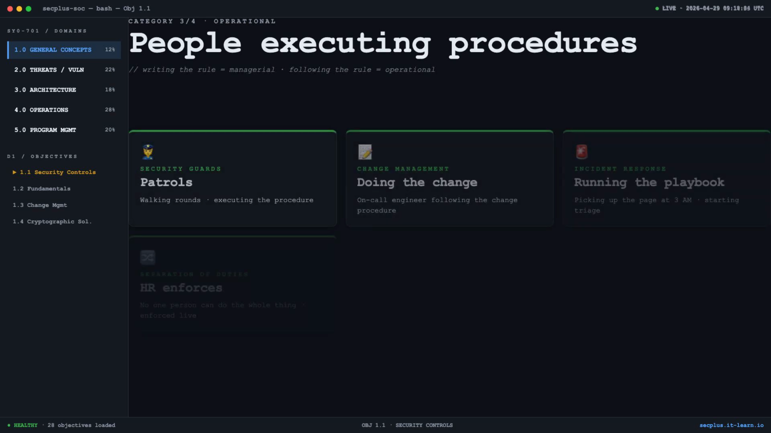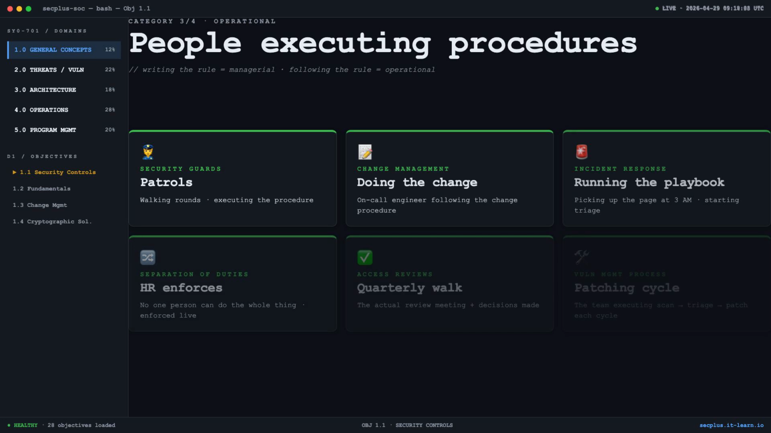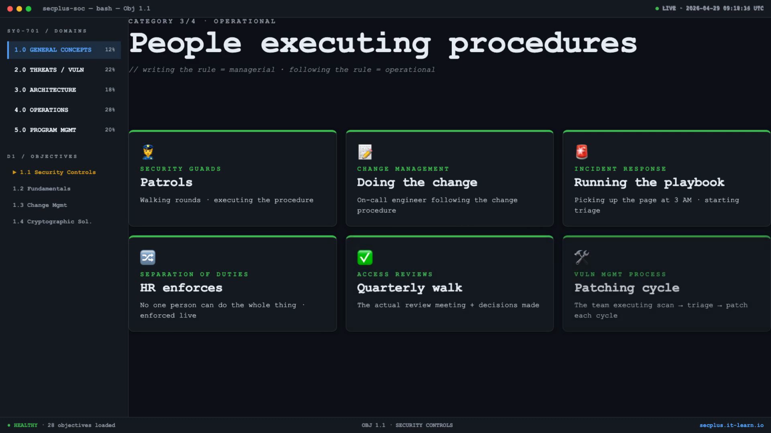The line between managerial and operational is the line between writing the rule and following the rule. The policy that says we will respond to incidents within 30 minutes, that's managerial. The actual on-call engineer picking up the page at 3 a.m. and starting triage, that's operational. Same rule, different category depending on whether you're writing it or doing it.